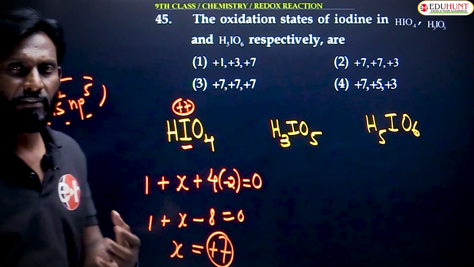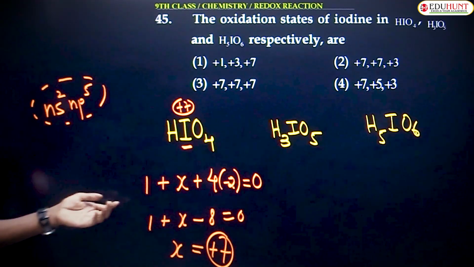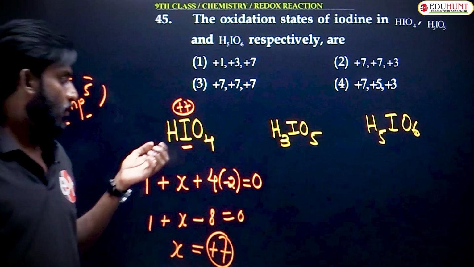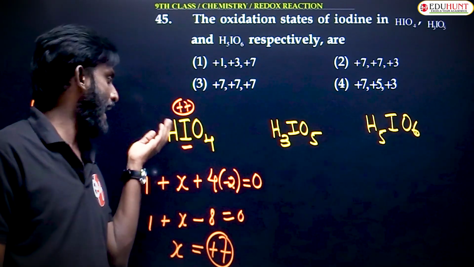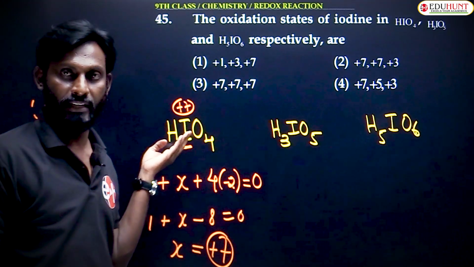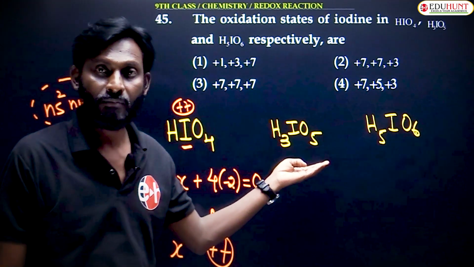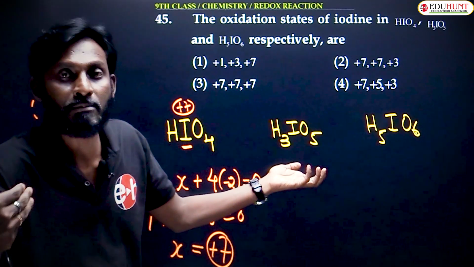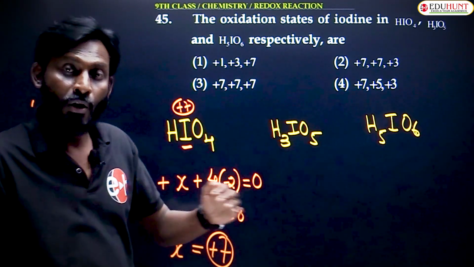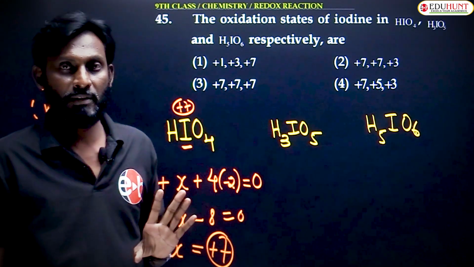Ns2 Np5. That means the maximum oxidation state is plus 7. Right? So with 4 oxygens it has achieved the maximum oxidation state. Then with 5 oxygens, obviously this also will be in the maximum oxidation state, because more than plus 7 is not possible.